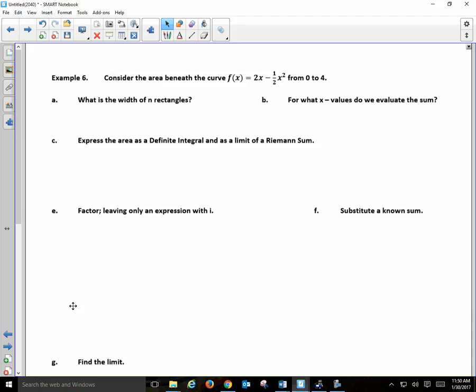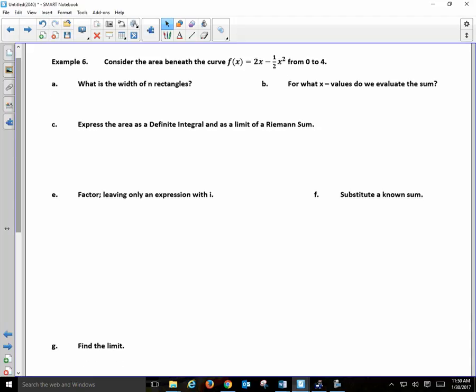Okay, let's check it out. We pick up with example 6. Consider the area beneath this curve from 0 to 4. I always start with delta x and x sub i. What is delta x in this problem? Very good, 4 over n. x sub i is 4i over n. You must do this part. I will expect to see this part on the test.